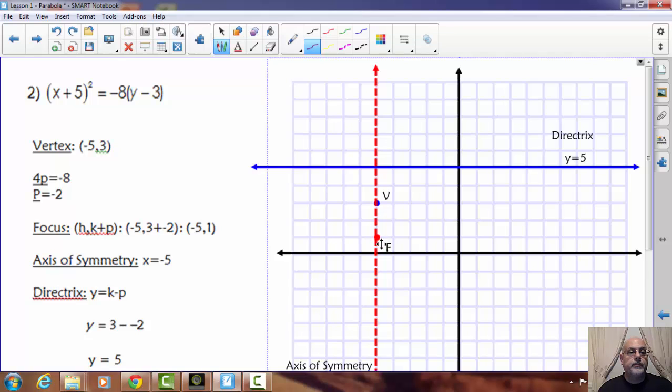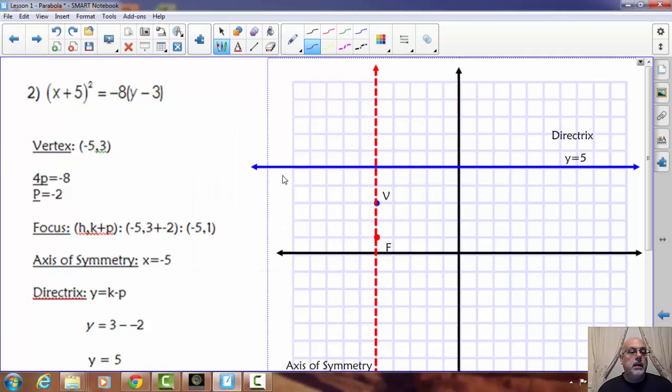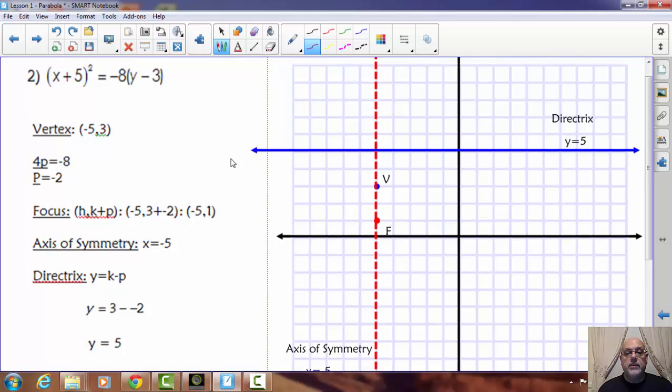Okay. So k is 3 plus p, 3 plus -2 is 1. So I'm at -5, 1 for the focus. The directrix is y equals k minus p. So k is 3. H comma k, remember. Okay. 3 minus -2 is 5. There's your line of the directrix.